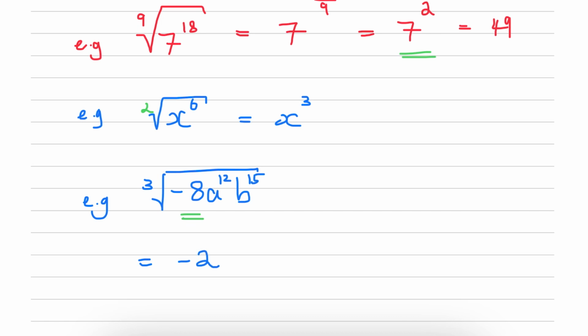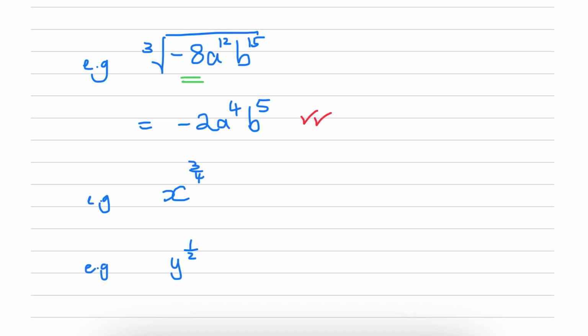Then a to the power of 12, when you find the cube root of that, you are dividing the exponent by 3. So that becomes a to the power of 4. Again, b to the power of 15 means that when we take the cube root, we're dividing the 15 by 3, and that becomes b to the power of 5. This is your final answer.